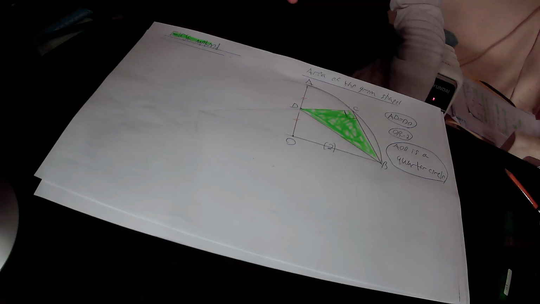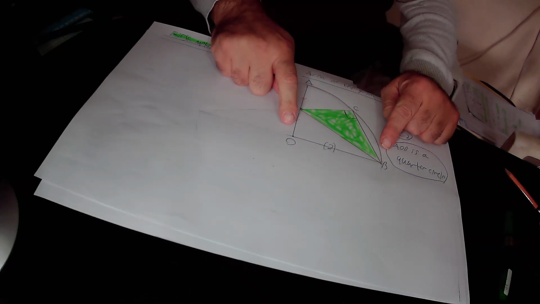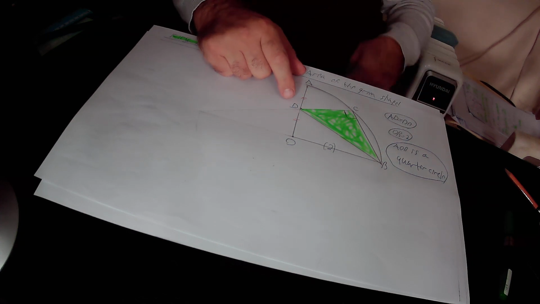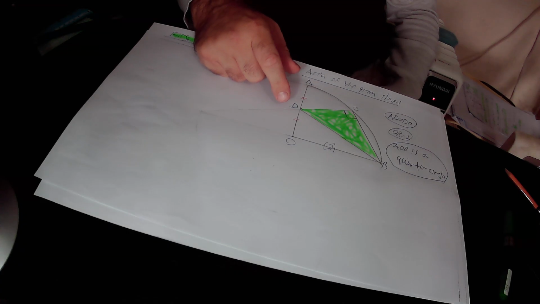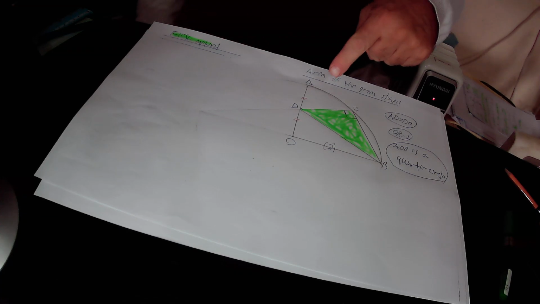In the drawing we have quarter circle AOB. This is side OB, which equals 2 units in length. This is line segment AD, which equals this line segment DO. Again, our task is to find out the area of this green shape.